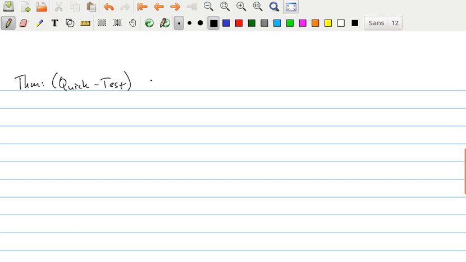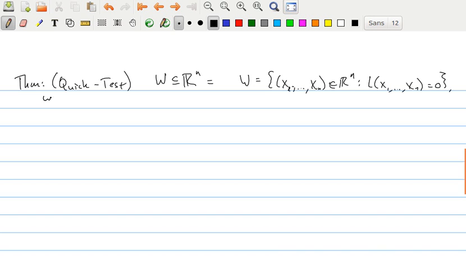So this is for vectors in Rn. So let's say that W is a subset of Rn, and it is defined in such a way that W is the set of all points x1 up to xn in Rn, such that L of x1 through xn equals 0, where L is linear. If that happens, then W is a subspace.